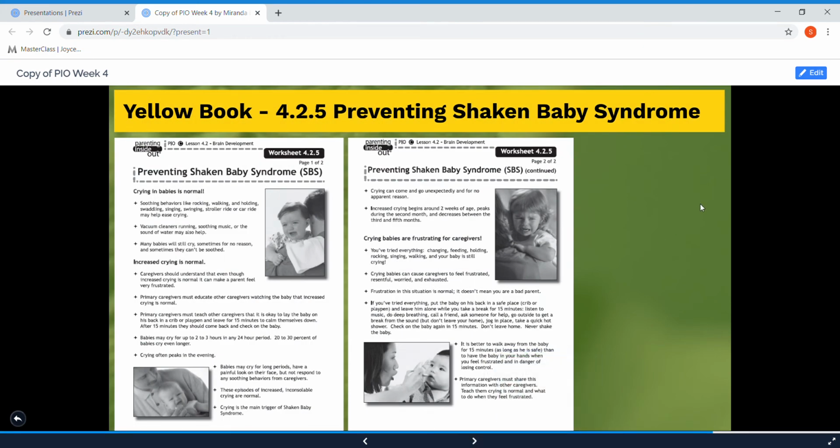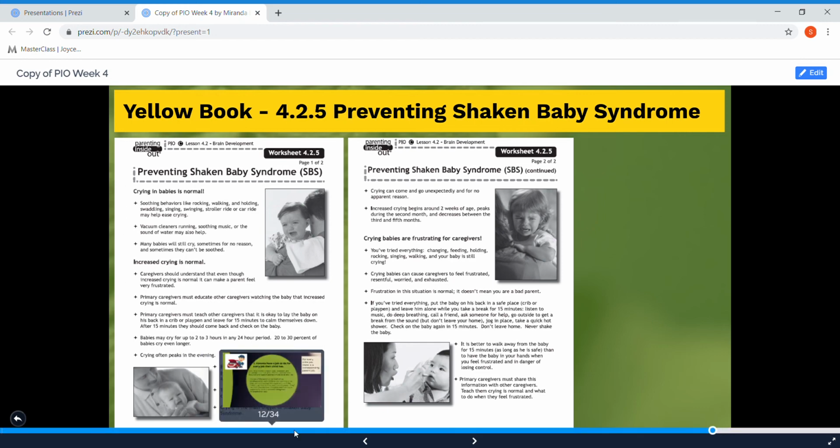And then again, we have more on preventing shaken baby syndrome, 2 more pages. That's 4.2.5. I want you to again go through this and find some information on here that is relevant to you.